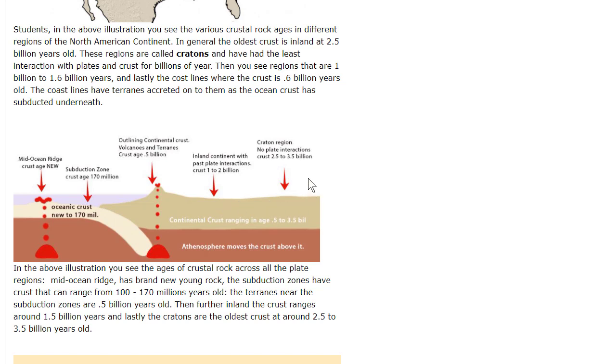And then you always find some area in the continental crust where there was no interaction with past plates for 3 billion years, 3.5 billion years, and those are called the cratons. So you have the cratons, you have regions of prior activity, and then you have the terrains that are sticking onto the continental crust. You have the subduction zone, and you have the brand new creation of oceanic crust.